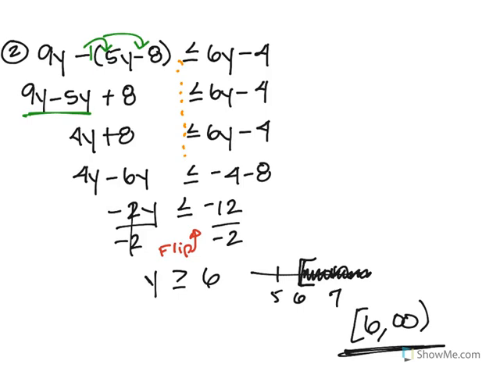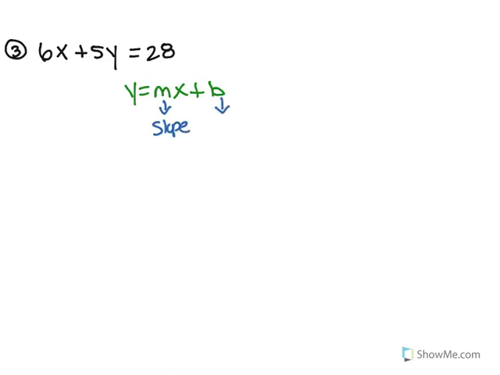Okay? Number 3, it says find the slope and the y-intercept of the line 6x plus 5y equals 28. And so if I'm looking for slope and y-intercept, it would make sense to put it in a slope-intercept form. Y equals mx plus b. That's slope-intercept form because I know that the number on x would be my slope and the number added or subtracted from it would be my y intercept. Okay, so that just means solve for y.